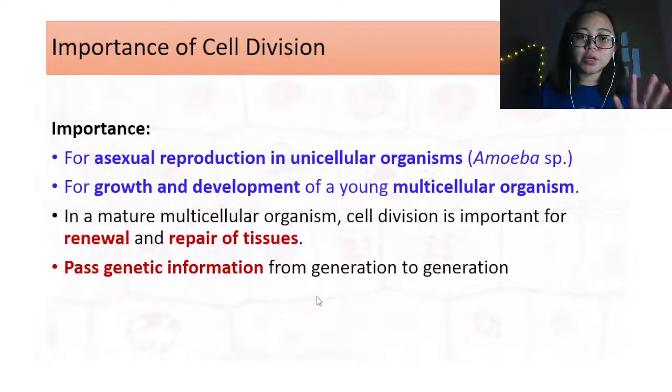And third, in a mature multicellular organism, cell division is important for renewal and repair of tissues. Cell division digunakan untuk memperbaharui dan membaiki tisu-tisu yang terjejas, yang terluka, yang terbati. And last but not least, it is for our organisms to pass genetic information from generation to generation. Dalam erti kata lain, untuk meninggalkan zuriat. Waris. Mewaris, meninggalkan zuriat. Something like that.